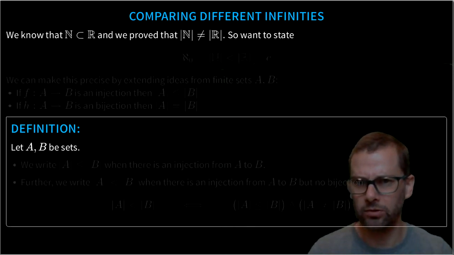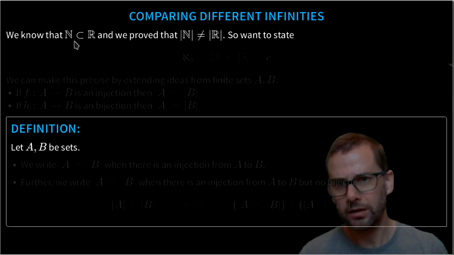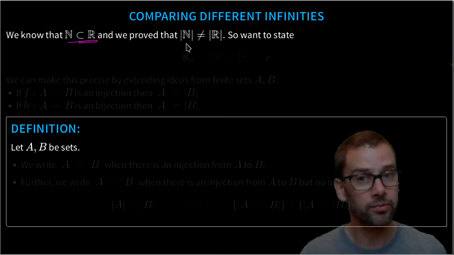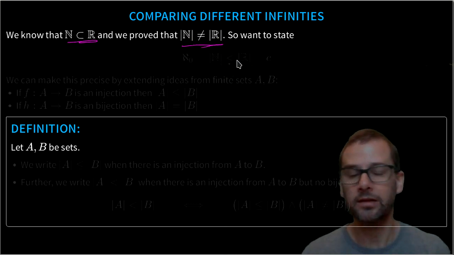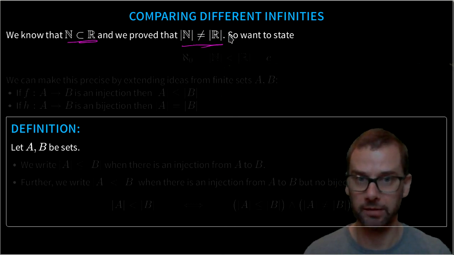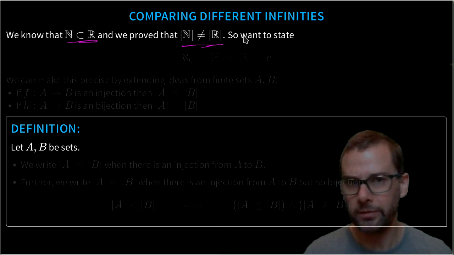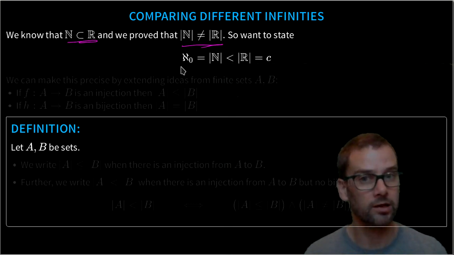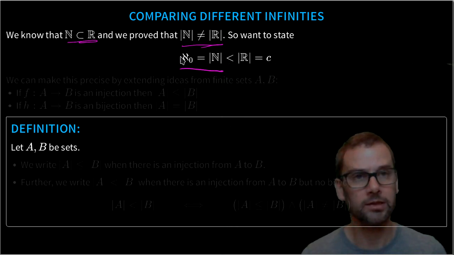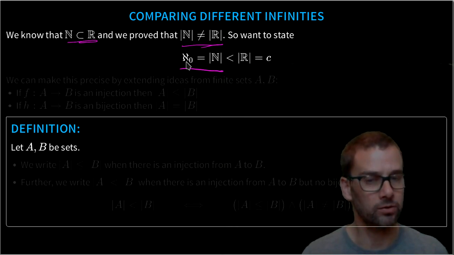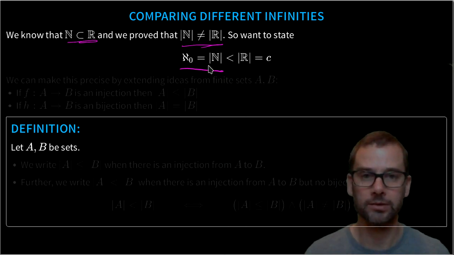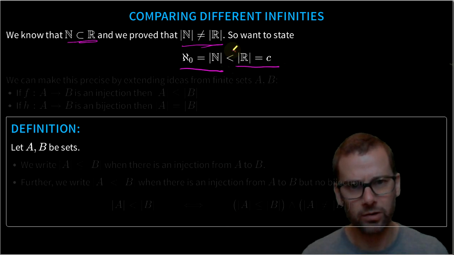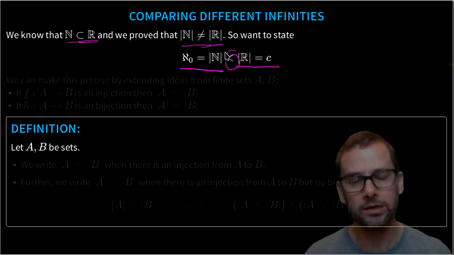But before that, let's just recall that we know that the natural numbers are a strict subset of the real numbers, and we proved using Cantor's diagonal argument that the natural numbers are not in bijection with the real numbers, so the real numbers are definitely larger. Now we'd like to be able to state this a little bit more precisely. In particular, we'd like to state that the size of the natural numbers, indicated by this Aleph naught to denote the cardinality of the natural numbers, is strictly smaller than the cardinality of the real numbers.